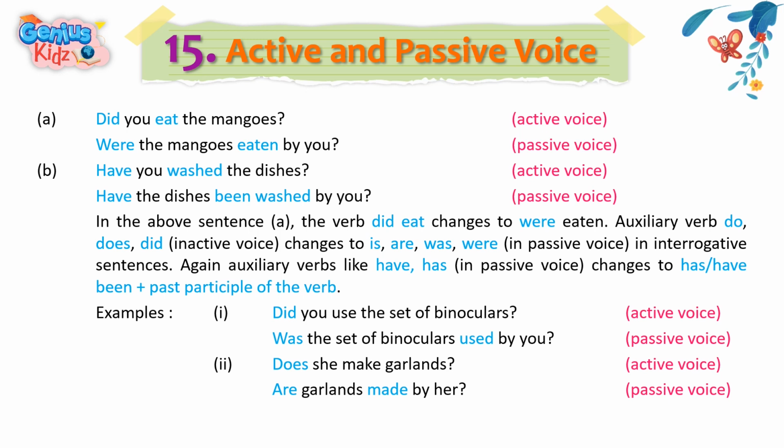Examples: 1. Did you use the set of binoculars? Active voice. Was the set of binoculars used by you? Passive voice. 2. Does she make garlands? Active voice. Are garlands made by her? Passive voice.